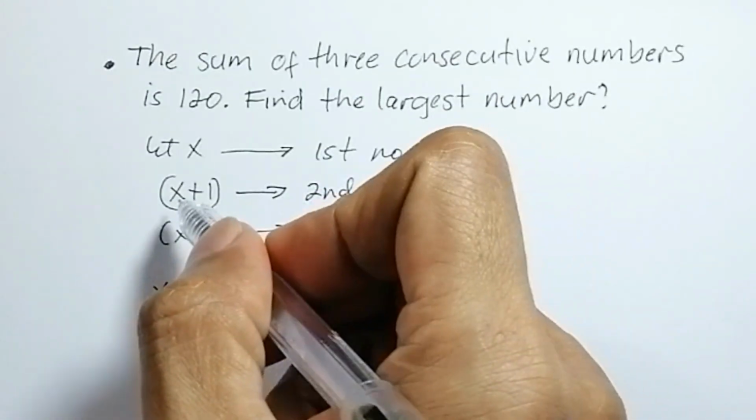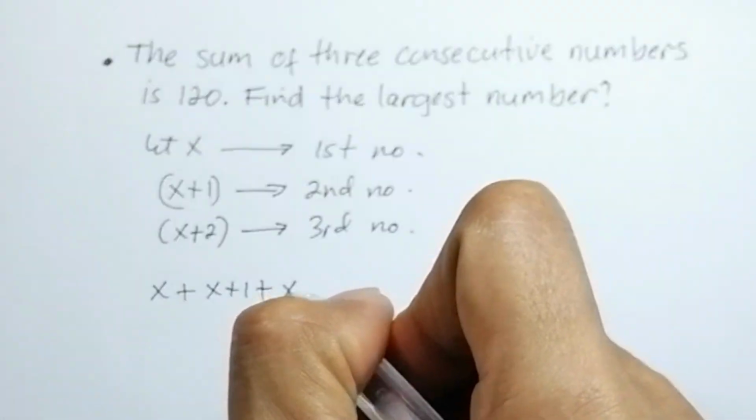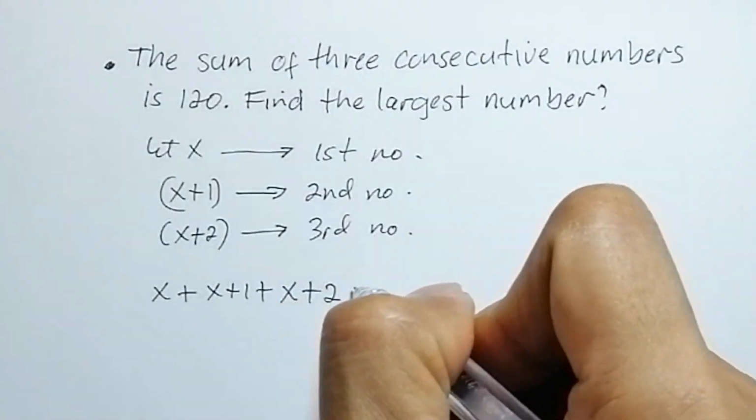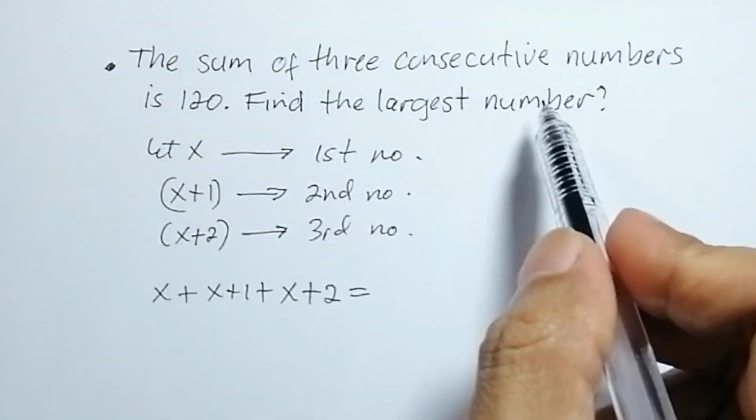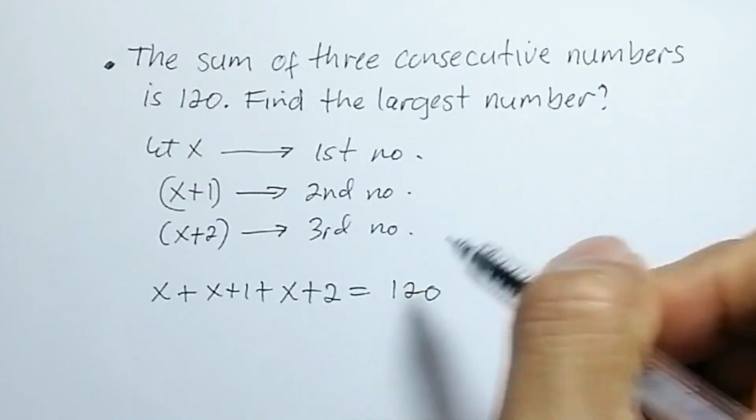The next thing to do is we're going to add them all together. x plus x plus 1 plus this one, x plus 2. So the sum of three consecutive numbers is 120.